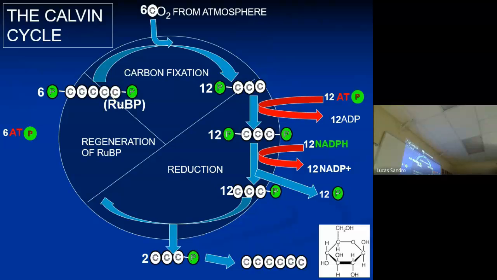Notice that the vast majority of molecules we're dealing with here are 3 carbon molecules. Most of the action here happens with these 3 carbon molecules. 2 of those 12 made a glucose. 10 of them come back around.